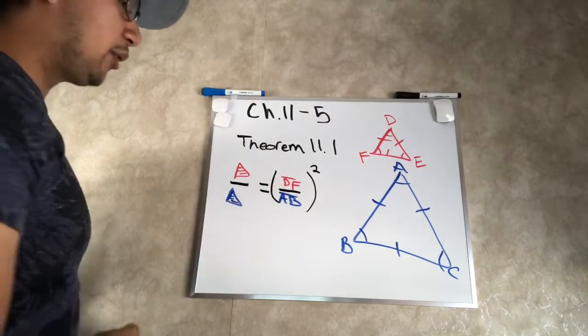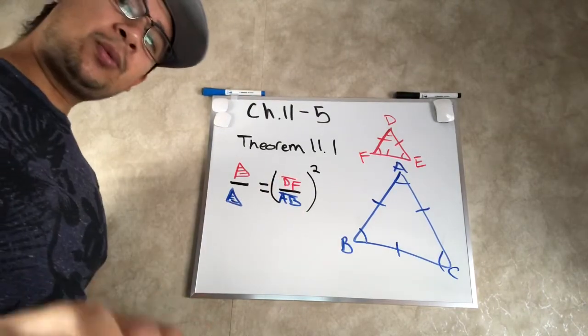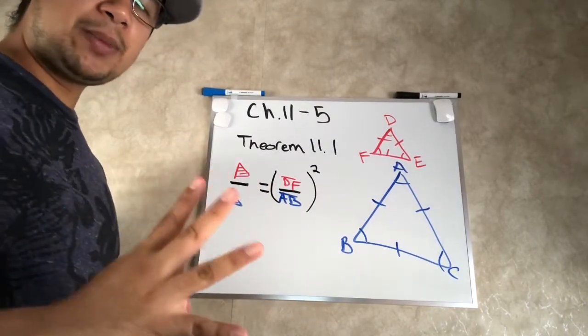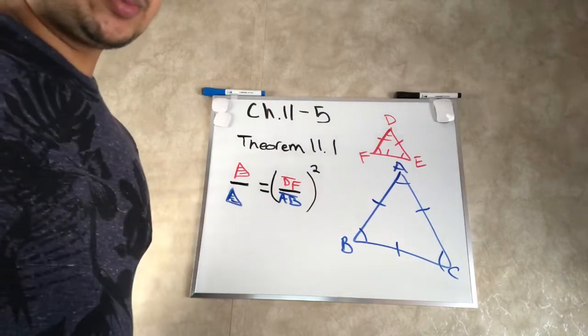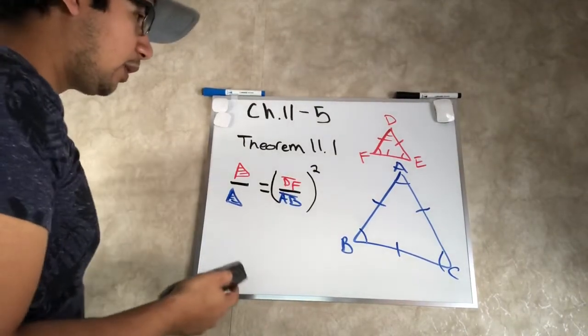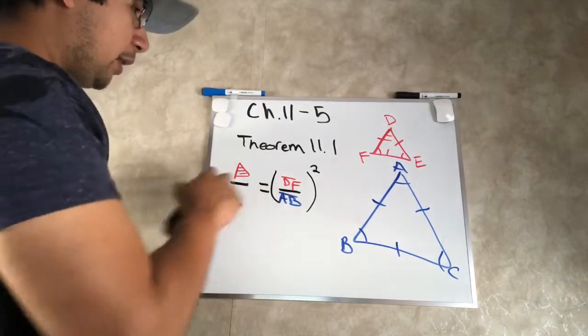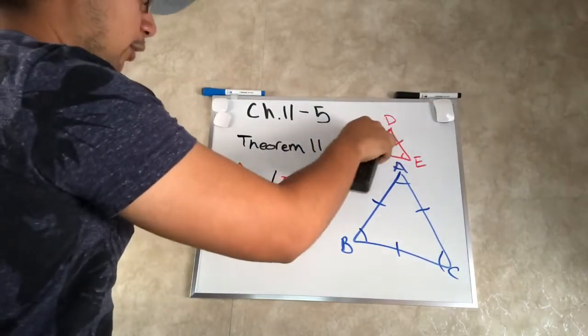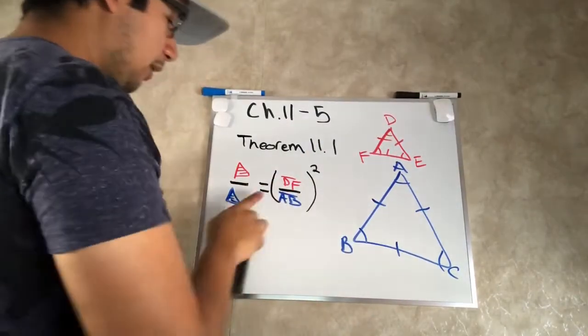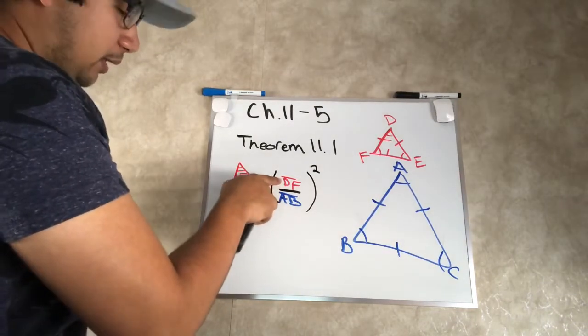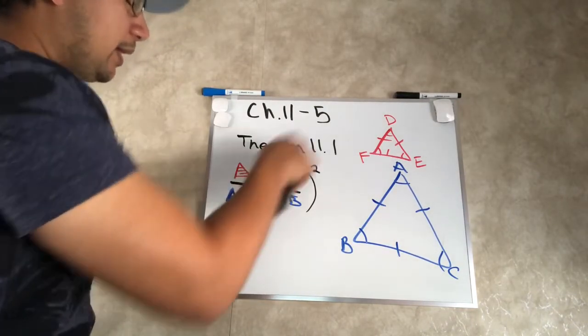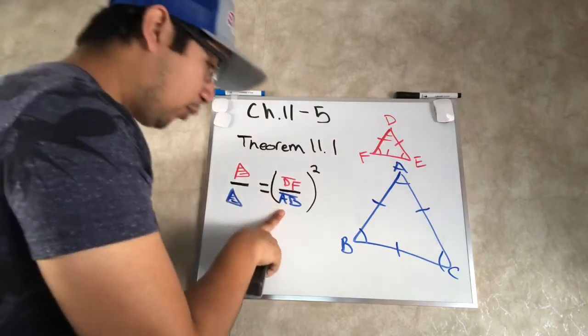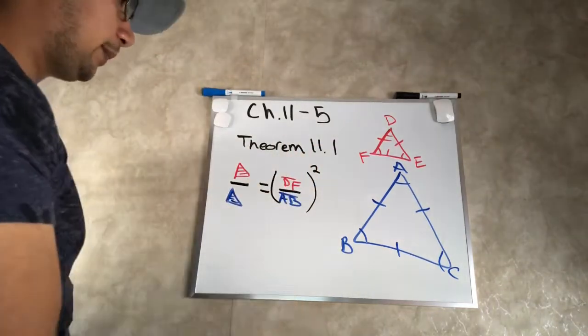So that is what the theorem was saying. If we look at the worksheets that I uploaded, there are 4 problems. I'm going to go over 2, and you guys are responsible for the other 2. So this is what the theorem was talking about: the area of the red triangle divided by the area of the blue triangle is equal to one of the sides of the red triangle over one of the sides of the blue triangle, squared.